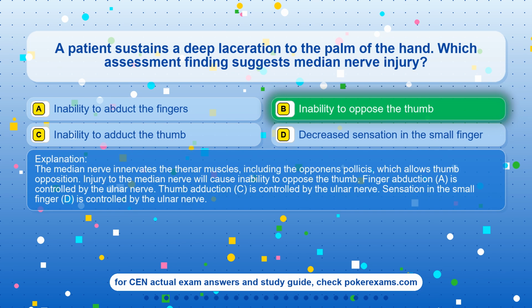The median nerve innervates the thenar muscles, including the opponens pollicis, which allows thumb opposition. Injury to the median nerve will cause inability to oppose the thumb. Finger abduction, A, is controlled by the ulnar nerve. Thumb adduction, C, is controlled by the ulnar nerve. Sensation in the small finger, D, is controlled by the ulnar nerve.